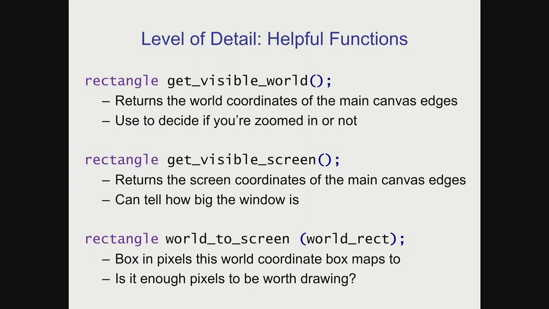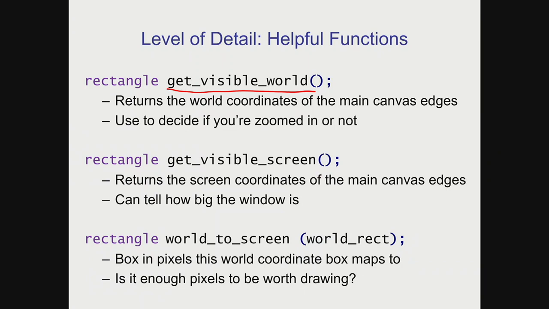Other helpful functions for level of detail are get visible world. These are all member functions of the renderer as well. Get visible world is basically the opposite of what we did when we started up, when we made that initial world. It returns a rectangle whose corners correspond to the coordinates in your own coordinate system, the one you asked for, which again I'm recommending is meters on the surface of the Earth for your city. It gives you the corners of your coordinate system that are currently visible on the screen. Okay?